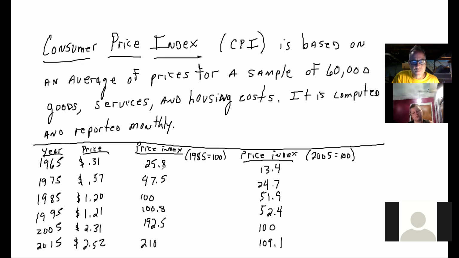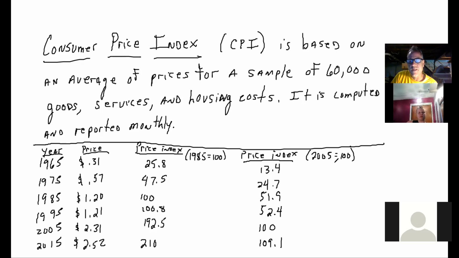100. So what this means is, what's the reference here? What's the reference value? This table right here is comparing everything to the price in 1985. So in 65, the price was 25.8% of what it was in 1985. And in 75 it was 47.5% of what it was in 85. In 2015, it was 210% of what it was in 1985. But all this is telling you is what those indexes are all based on, 1985.